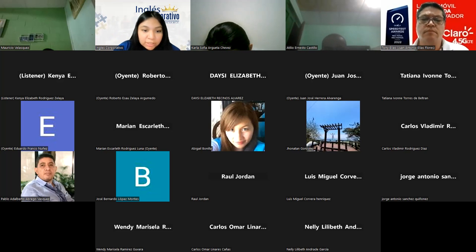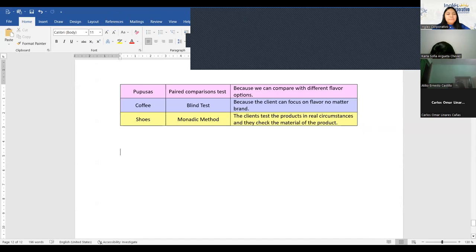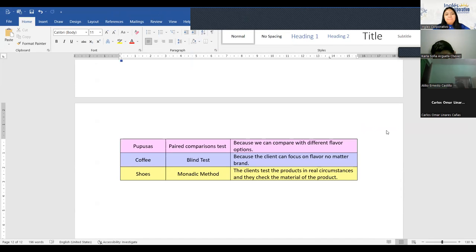Okay, the last team, which is the one where Jose, Nelly, Raul, Wendy, and Juan Jose were, and Carlos Omar as well. Okay, we chose pupusas, coffee, and shoes, and we talked about the best test for each one. Beginning with the pupusas, it is the pair comparison test, because you need to know if your flavors are best, and you make the comparison test with another brand of pupusas.